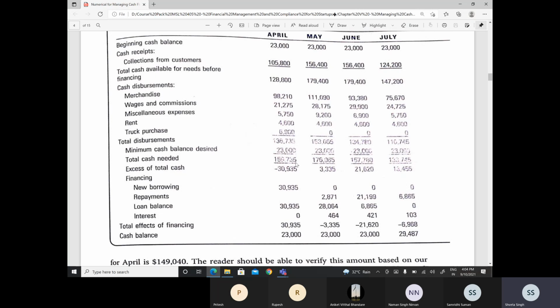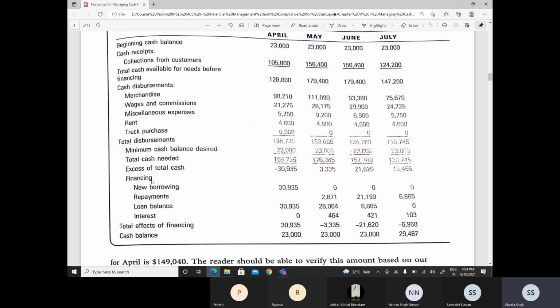You add up all the inflows and you add up all the outflows. And now here we see that excess of total cash is actually negative, because we only have 128,800 and we need 159,735. So the difference is 30,935, which we need to finance from outside sources. Now this is so critical for a startup. If a startup does not have funds at this stage, then it will not be able to move into May at all, because it is already short of cash in April.